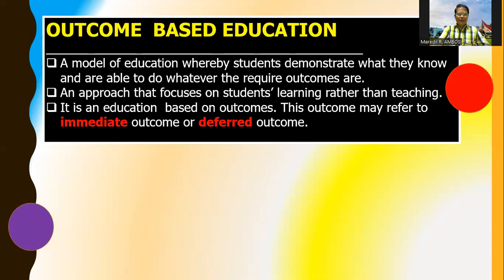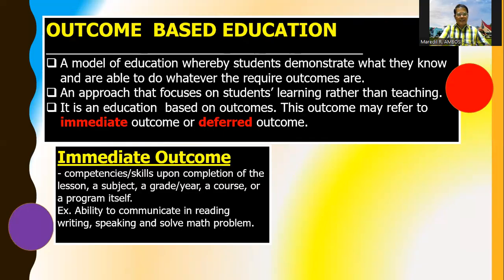Other definitions of outcome-based education: it is a model of education whereby students demonstrate what they know and are able to do, whatever they require. It is also an approach that focuses on students' learning rather than teaching. And it is an education based on outcomes. So the emphasis is the outcomes. And this outcome may refer to the immediate outcome or deferred outcome.